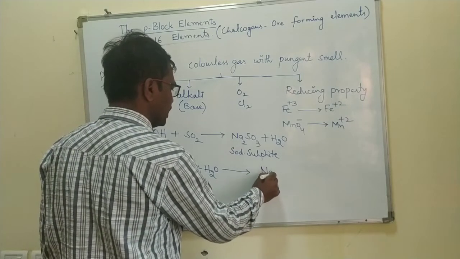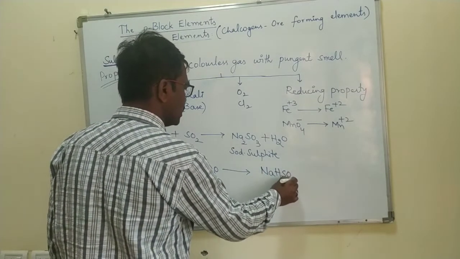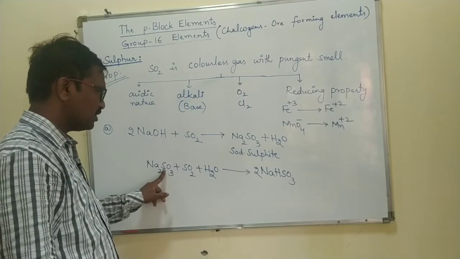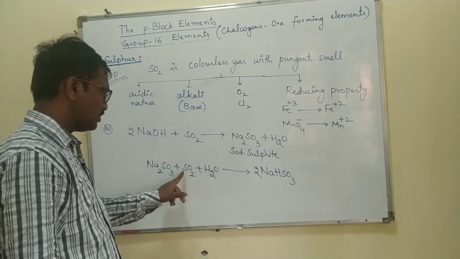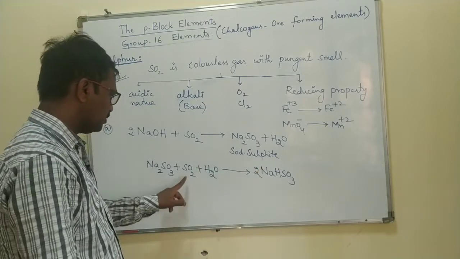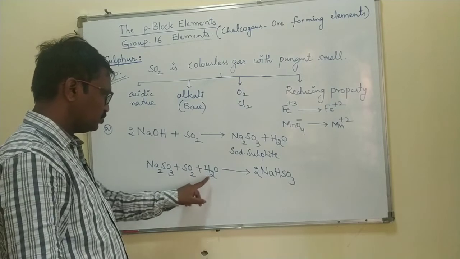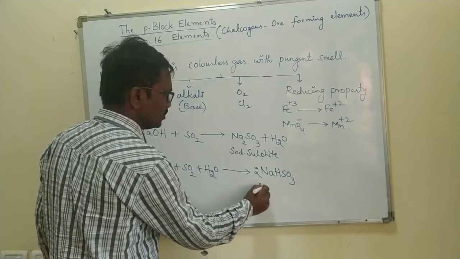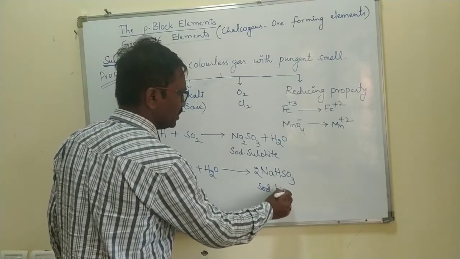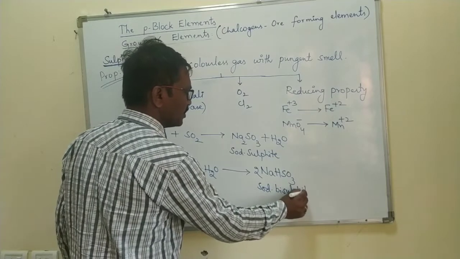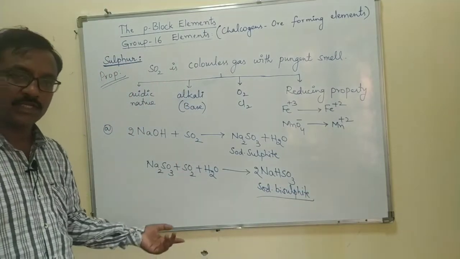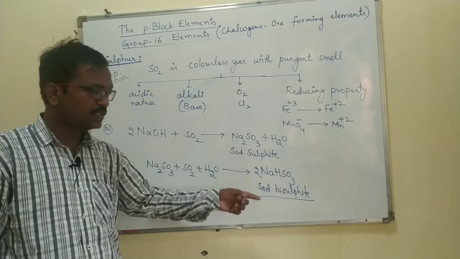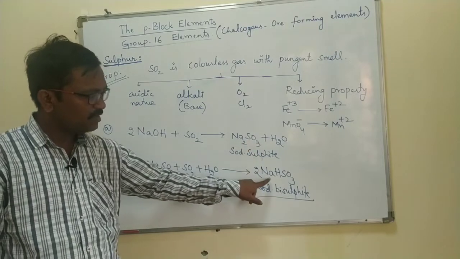That means NaHSO3. Here 2 Na, how many sulfurs? 2 sulfurs. How many hydrogens? 2 hydrogens. How many oxygens? 3 times 2 is 6, plus 1, so 5 and so on. What is sodium bisulfite? Just like sodium bicarbonate, sodium bisulfite. So what is sodium bisulfate? Sulfite, bisulfite.